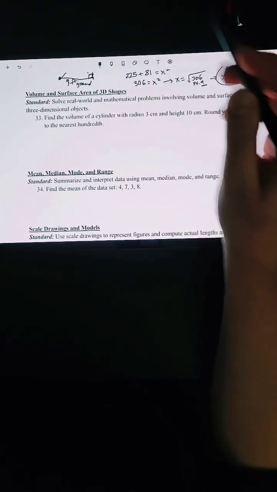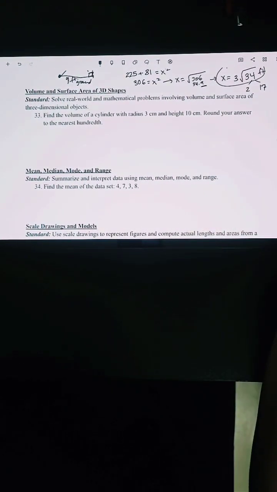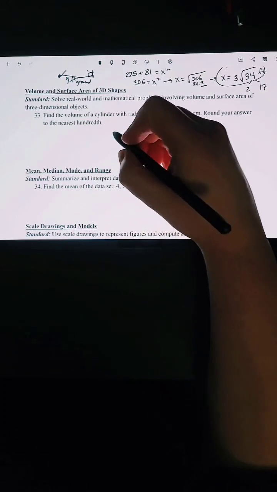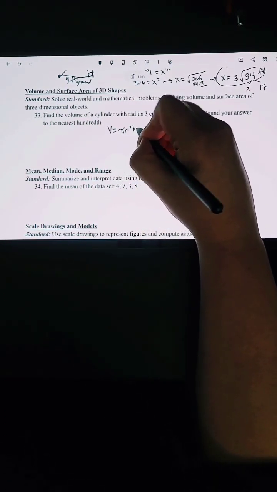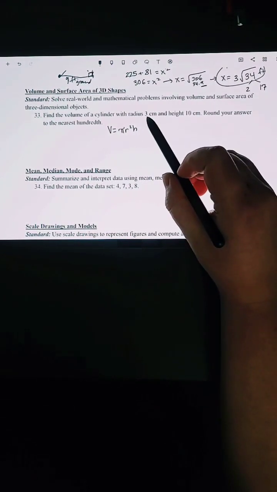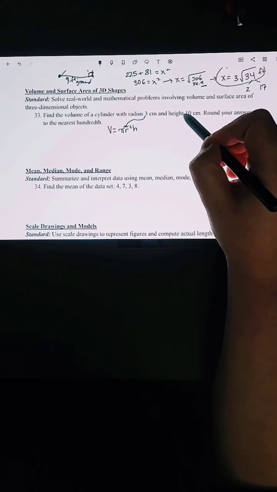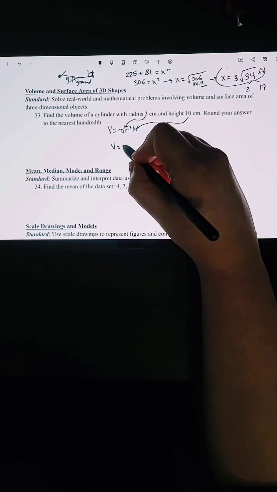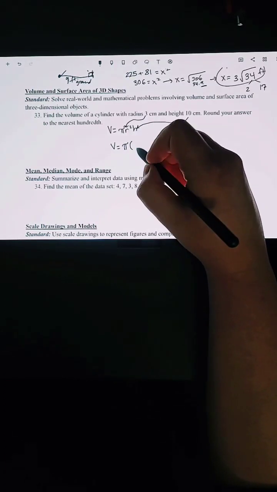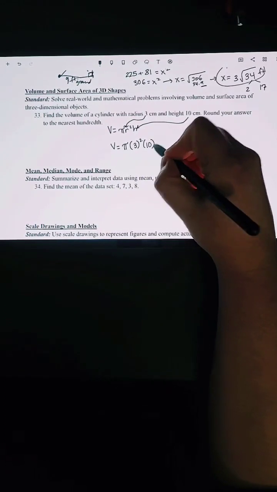So it says, find the volume of a cylinder with a radius of 3 centimeters and a height of 10 centimeters. Round your answer to the nearest hundredth. So the volume of a cylinder, the formula is going to be pi r squared times h. We know r is 3, so we're going to plug that in. And we know the height is 10. So let's plug in all of our values: 3 squared times the height, which is 10.